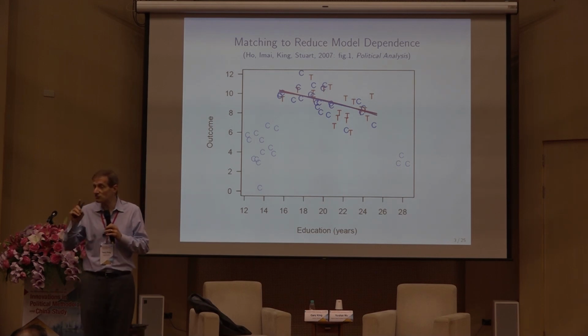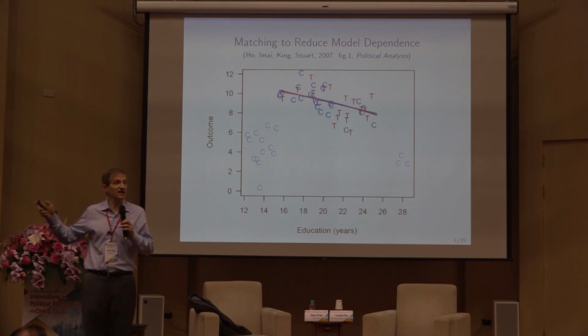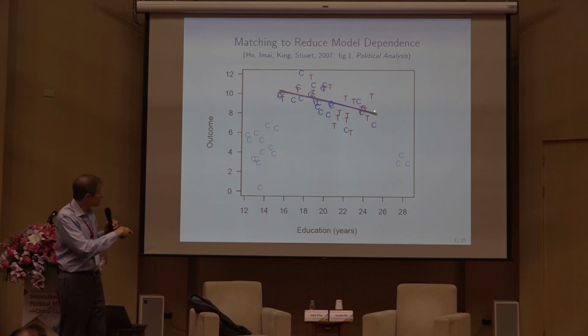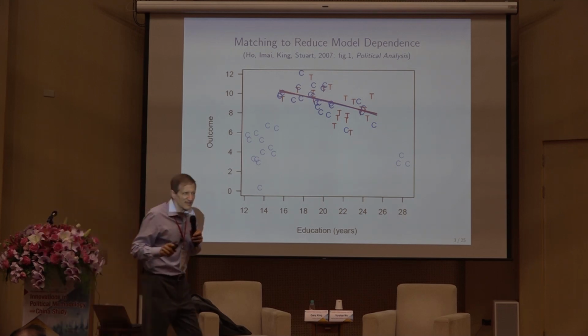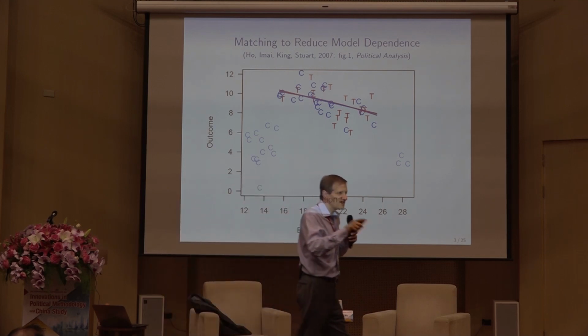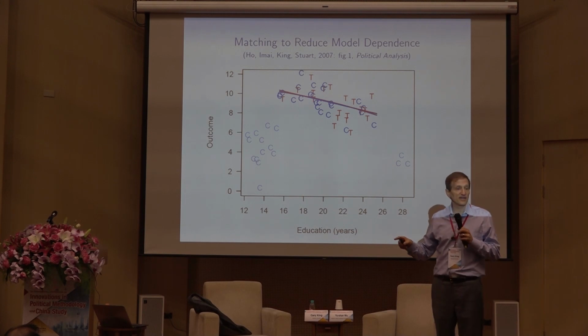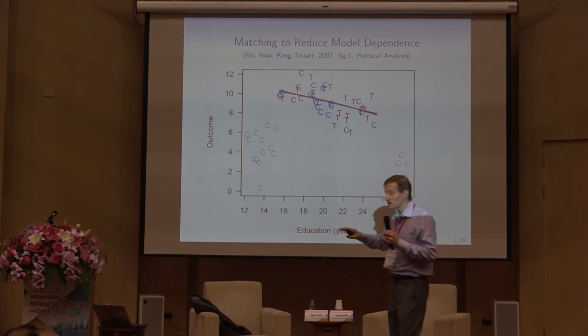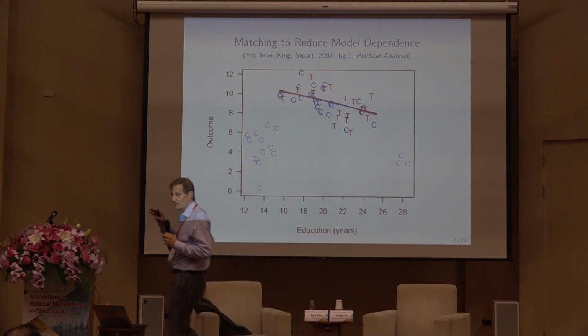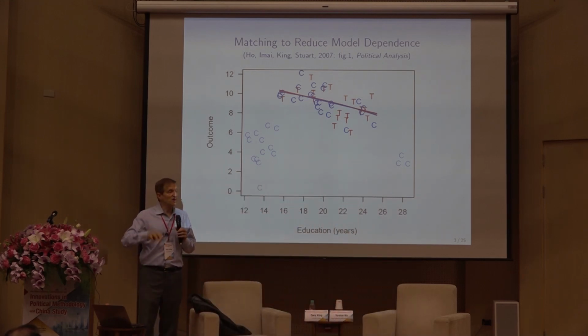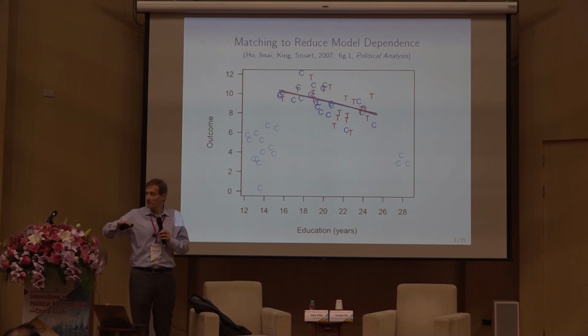Okay, now our goal is to reduce model dependence. So let me run the quadratic. I don't even have to click, actually, because the quadratic's up there also. In fact, if you look really closely, you can see a little bit of a difference. But the really interesting thing now is that the linear model and the quadratic model are giving basically the same answer. So there's no more model dependence. We've gotten rid of model dependence by doing matching. That's the point of matching. It gives you much more confidence in running the model.